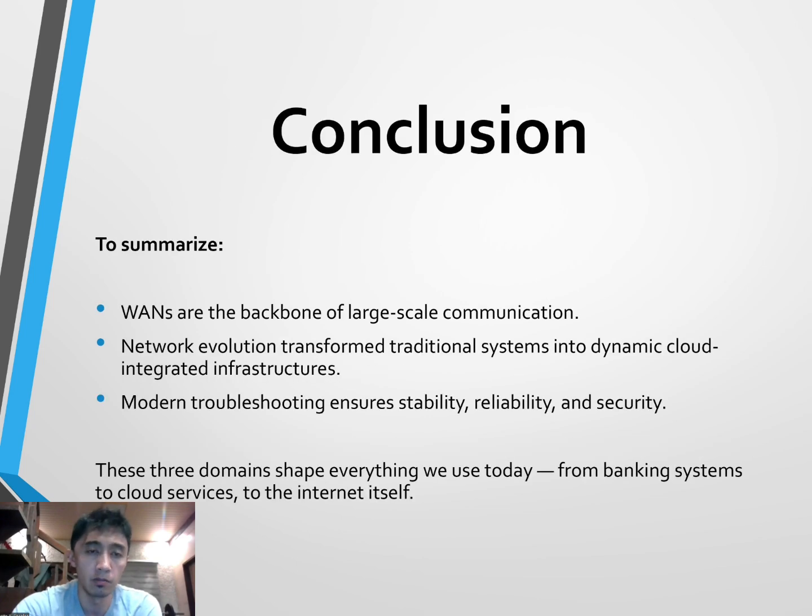So, the conclusion. To summarize, WANs are the backbone of large-scale communications. Network evolution transforms traditional systems into dynamic, cloud-integrated infrastructures. Modern troubleshooting ensures stability, reliability, and security. These three domains shape everything we use today, from banking systems to cloud services to the internet itself.